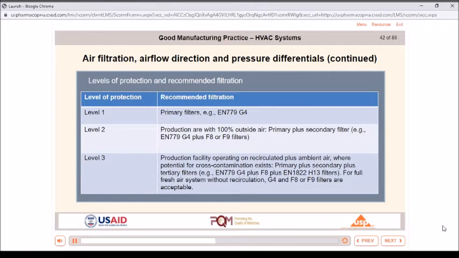Level 3 protection. Production facility operating on recirculated plus ambient air where potential for cross-contamination exists. Primary plus secondary plus tertiary filters, e.g. EN779G4 plus F8 plus EN1822H13 filters. For full fresh air system without recirculation, G4 and F8 or F9 filters are acceptable.